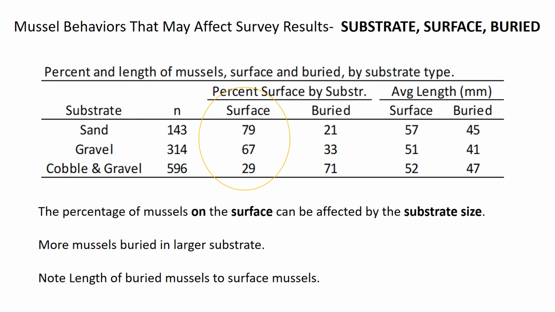This slide shows a table from a series of sites where we looked at mussel proportions on the surface versus buried by substrate type. What you'll see here is that in sandy substrate, we had a lot more mussels on the surface than we did in cobble and gravel. In cobble and gravel, most of the mussels were buried. Also note, we have different length ranges for surface and buried mussels.